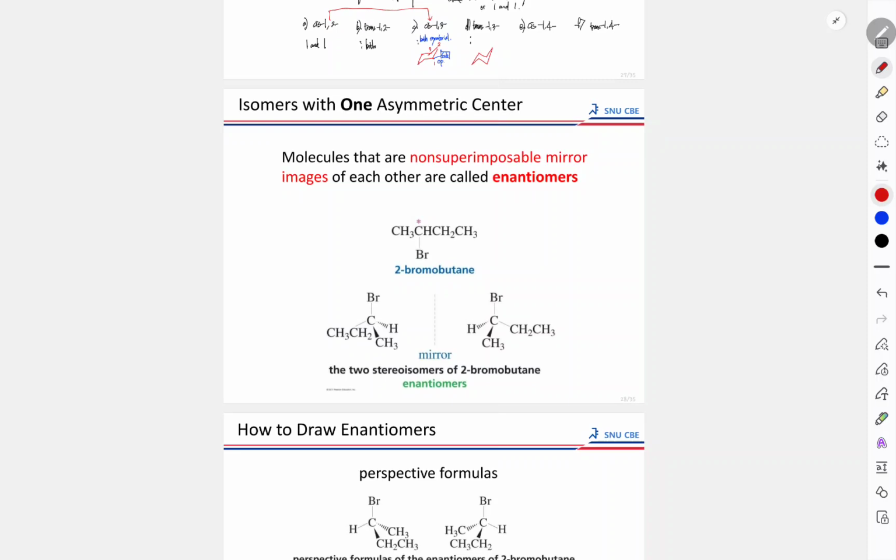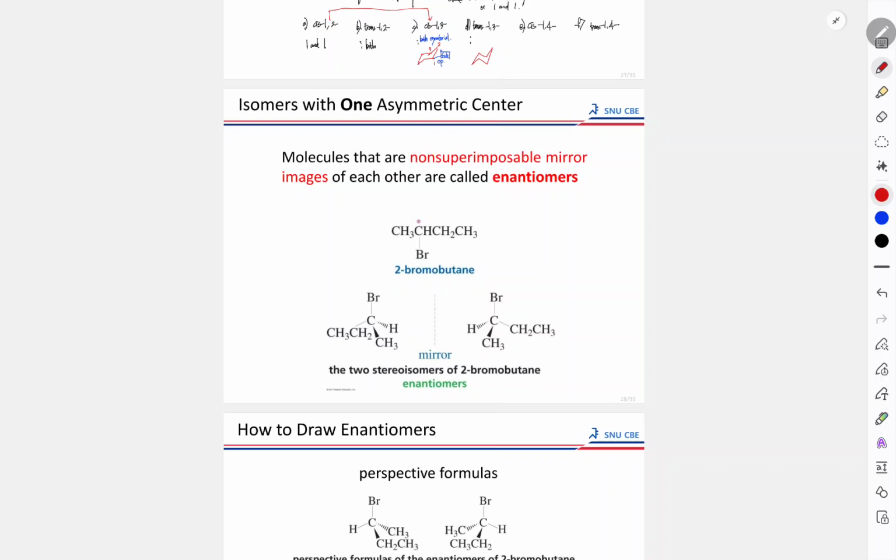We were in the middle of discussing the isomers containing asymmetric centers, and we defined asymmetric centers: the carbon site where the carbon had 4 different substituents, right? And this will give you a very important trait or characteristic. That's what we can review here.